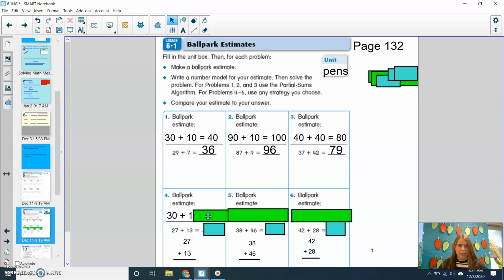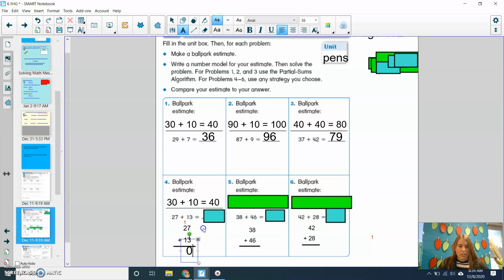27 is going to round to 30. 13 is going to round to 10. 30 plus 10 equals 40. Now for this one, I chose to stack them. So if I'm solving 7 plus 3, I know that that would be 10. So I'm going to carry a 1. I'm going to put that right above my 2. And then I can solve, so I have my 0 below. And I know that 2 plus 1 is 3, plus 1 more is 4, giving me my exact answer of 40. Let's try another one like that.